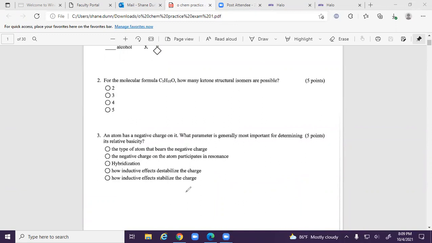Okay. So number two is a tricky way of doing it. This might also pop up in your test because it's asking to draw isomers with a ketone. What's a ketone? R, C, R, with a double-bonded O. Get that? Make sense?